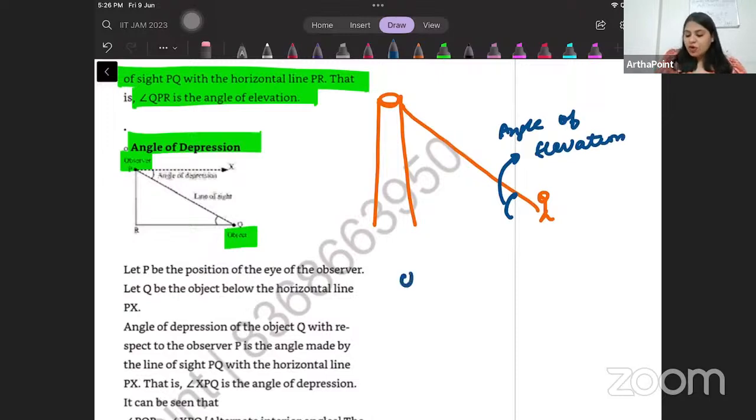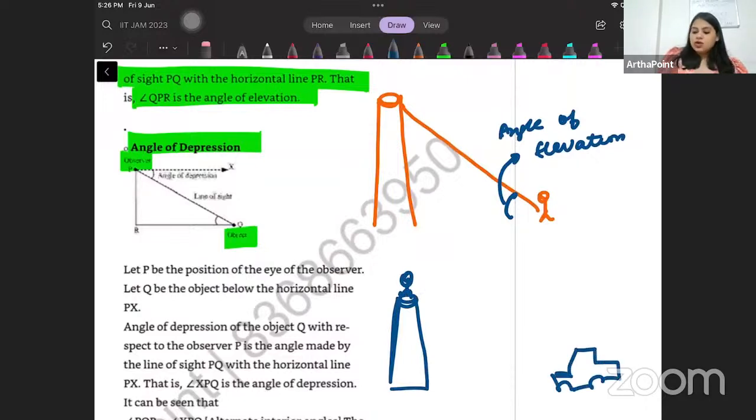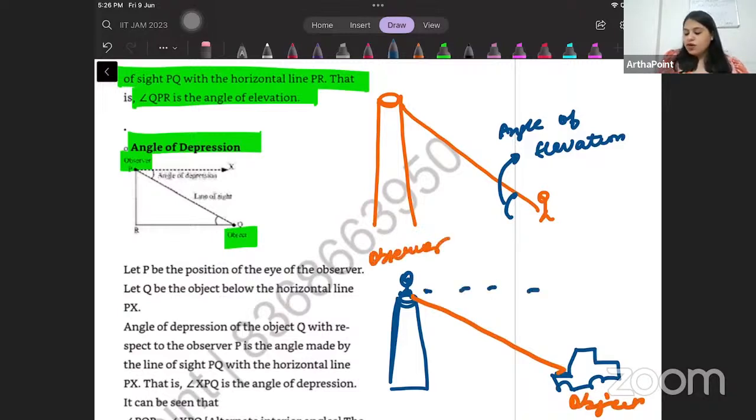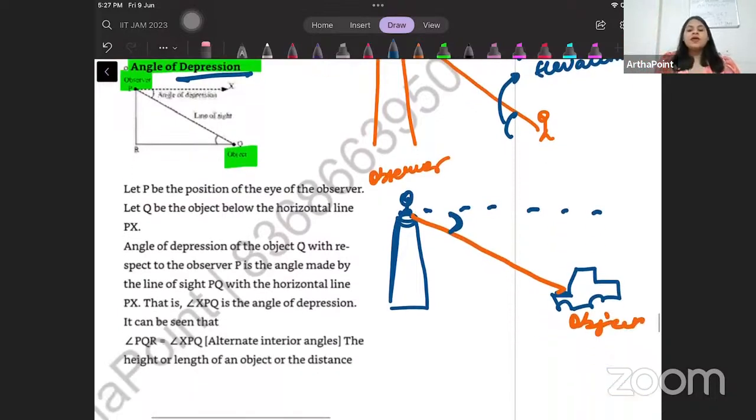But I can be on top of Qutub Minar itself, and I can be looking at my car below. So then I am looking below. This is the object. Now, this is the observer. Then I am more interested in the angle of depression, the angle below, right? So these are the two angles that you are interested in.